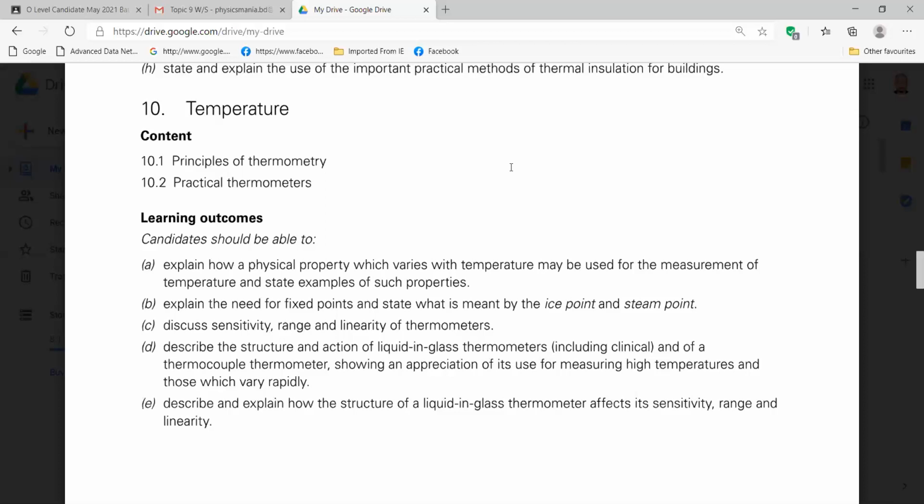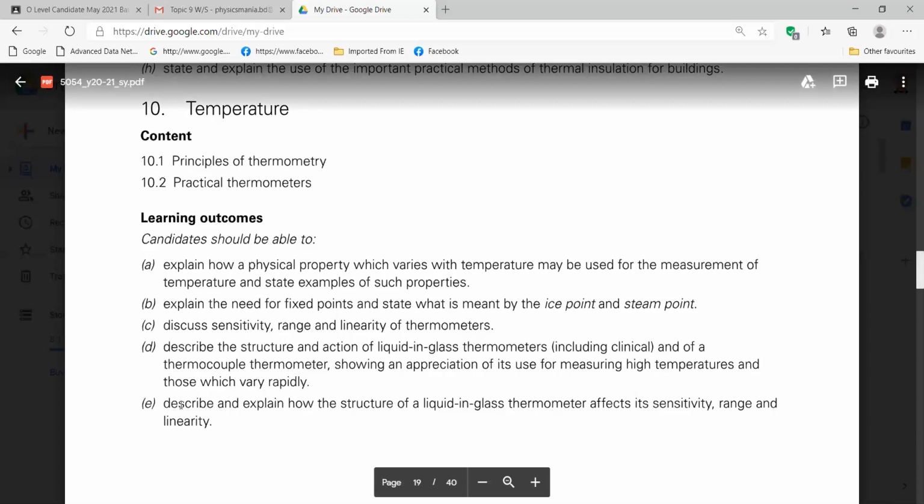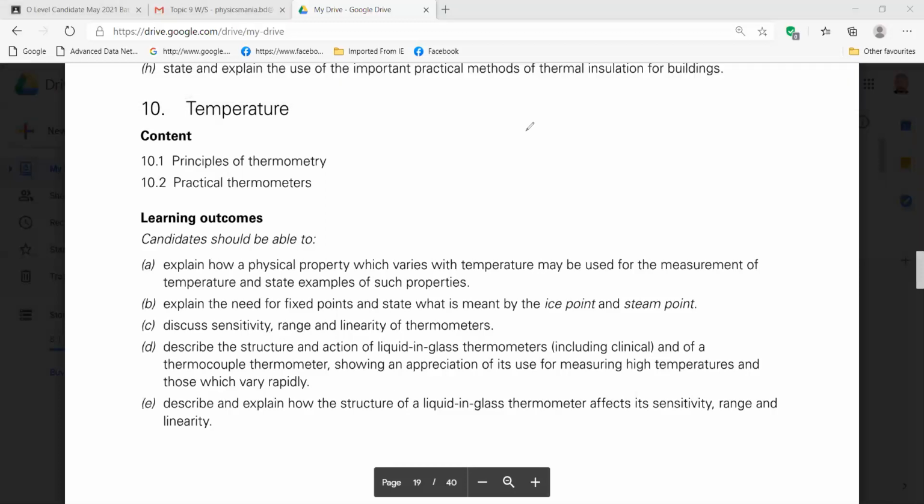Yes, sir. Okay, very good. Now I am showing you what is the need for these two fixed points. Write a heading need for fixed points, and after writing this, you draw a thermometer the way I'm drawing.